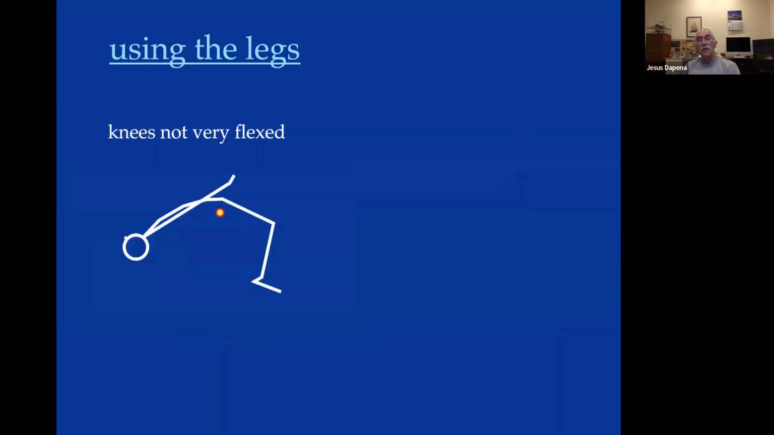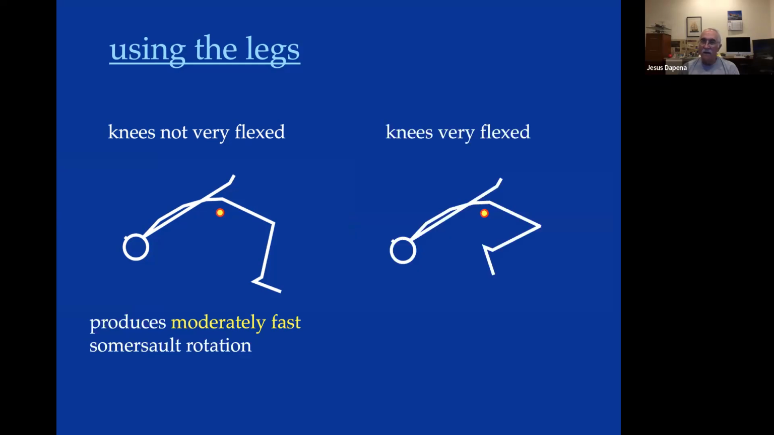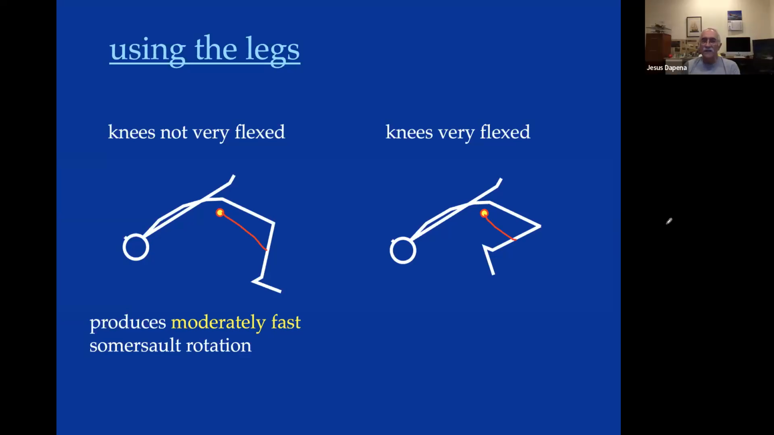Here we have this body configuration, and you can see that the knees are not very flexed. This is not a bad position. This is pretty good, and it produces a moderately fast somersault rotation. But if you're like this, with the knees more flexed, the body is much more compact, because the legs, instead of being at this distance from the center of mass, are at a smaller distance from the center of mass. So you will somersault faster.